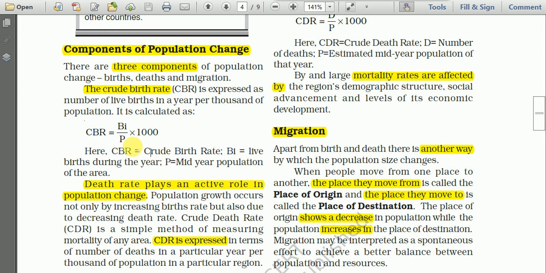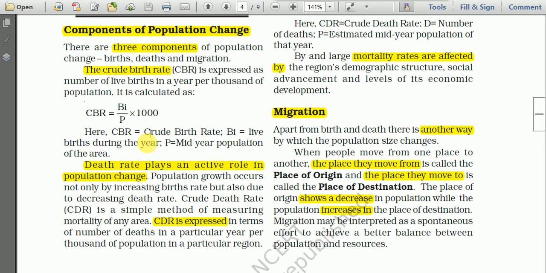Here it is multiplied by 1000 because we are going to express it in terms of thousand. If you want to express it in percentage, then it may be multiplied by 100. And remember, when the birth rate is greater than the death rate, then there will be growth.